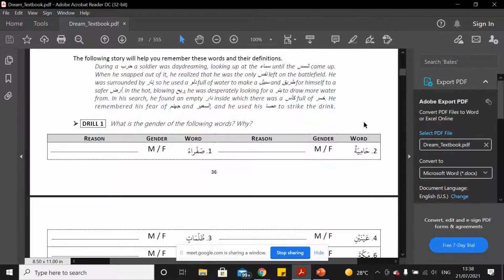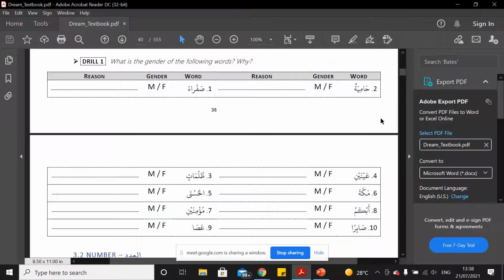Okay, so doing drill 1, you have to tell me if the words are masculine or feminine, and you have to give me the reason if you say otherwise. Starting with Sister Samia, the first one, Safarao. Masculine. Safarao is masculine, and what gives you that? Because there's no reason for it to be feminine.